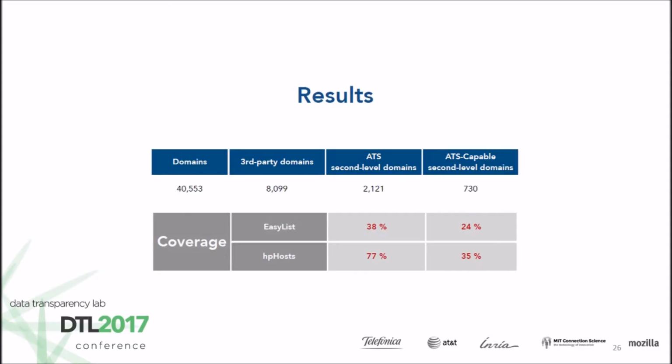So I will go quickly through the results. We found on the order of 2,000 domains, and 730 that are ATS capable. And I'm talking about second-level domains, so food.accuweather.com means accuweather.com. When you compare the coverage, you can see that only 38% of them are present on EasyList, and only 77% are present on hpHosts.